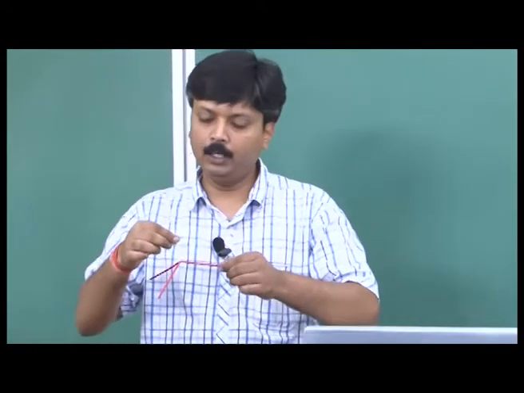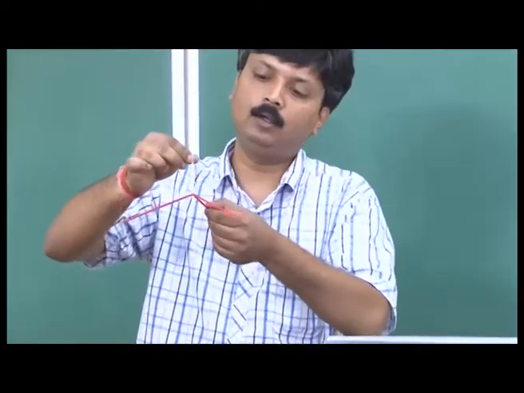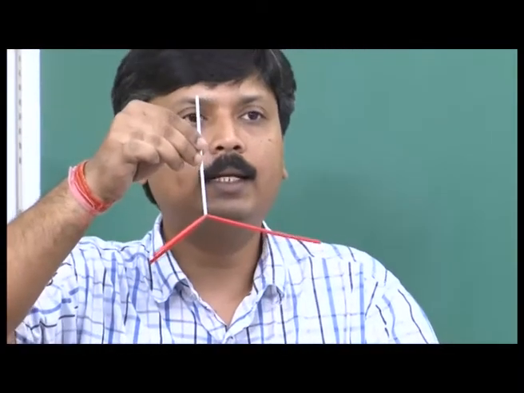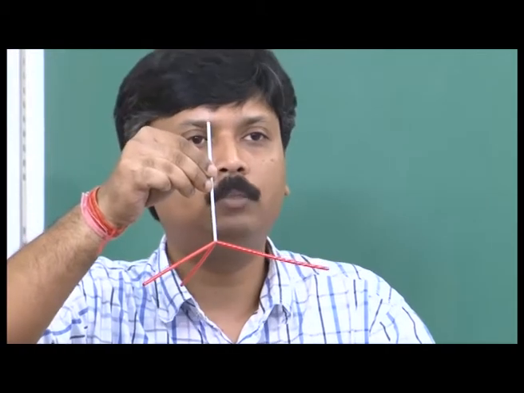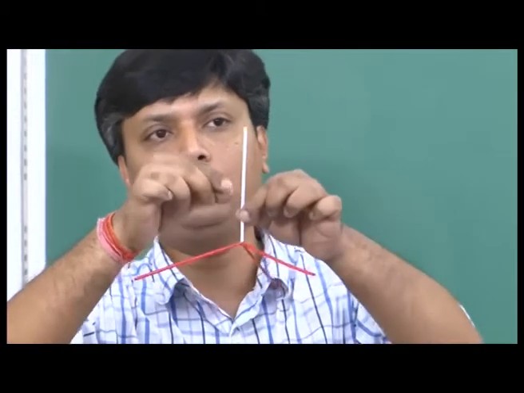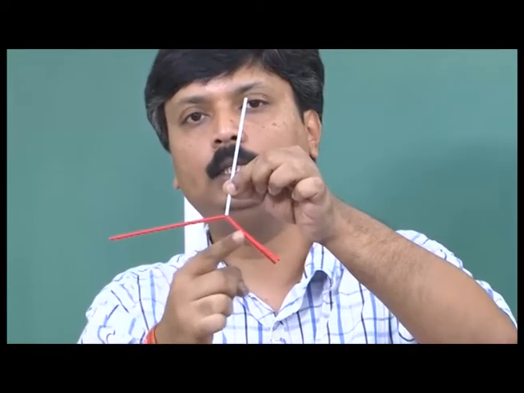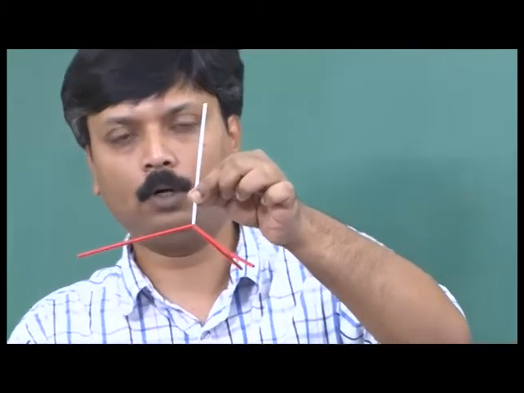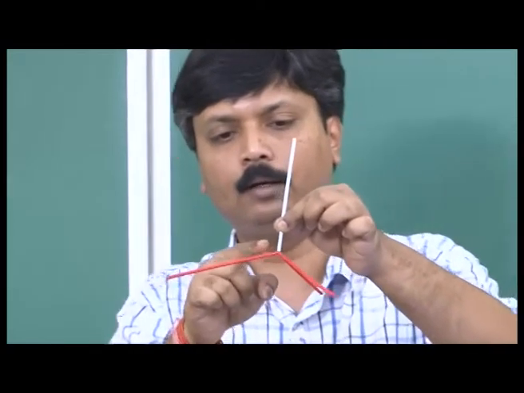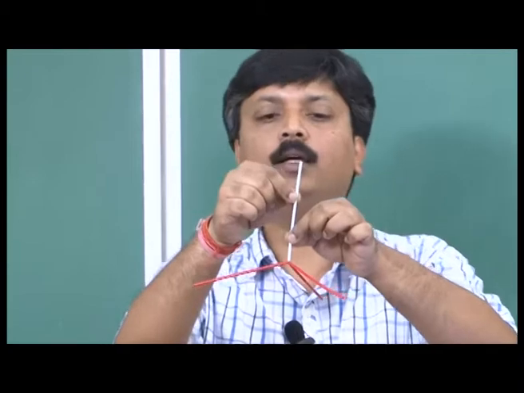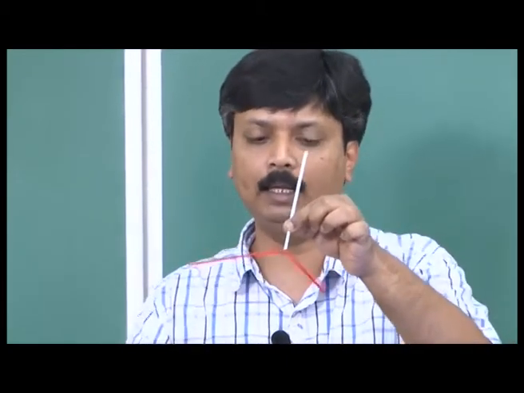Okay, so you can see the model that I am holding. You can think of it as a model for chloroform, CHCl3. So this white one corresponds to the CH bond, and the red ones each correspond to CCl bonds.